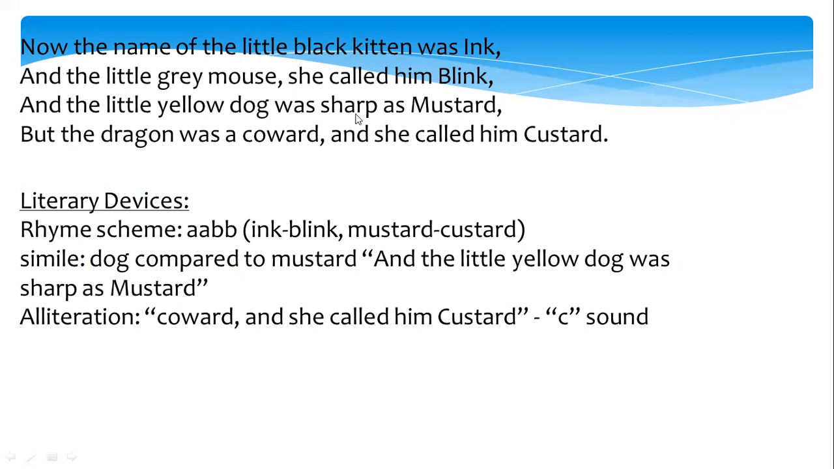So now see what is being told here. So the poet explains the names of all the animals that are tamed by Belinda. Tamed by Belinda means they are pets of Belinda. He says that the name of the black kitten is Ink, the name of the gray mouse is Blink, the little yellow dog had yellow color, and so she called him Mustard. And the dragon was a coward, means a weakling, means the dragon doesn't have courage and power. He was very weak. So that's why he called him a weakling.